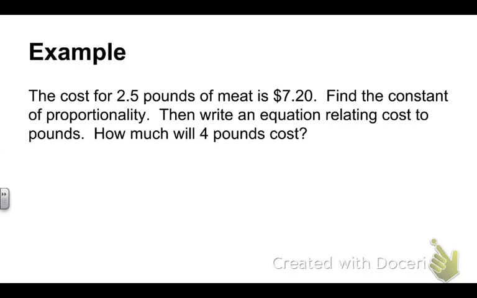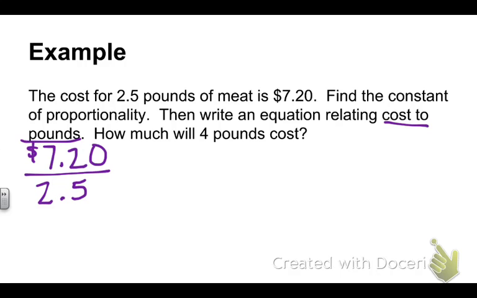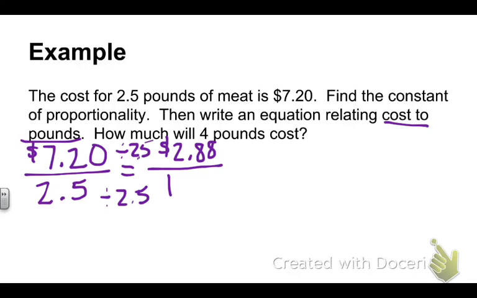Alright, break it down. So, again, cost is always going to go first, you guys. It's always cost to pounds. It even shows you that. Put your cost first. So it's $7.20 for 2.5 pounds. Break that down to 1 pound. So I'm dividing by 2.5. So divide by 2.5, not 25, 2.5. And you get $2.88 for 1 pound of meat.